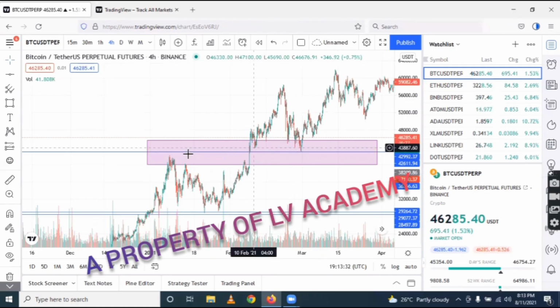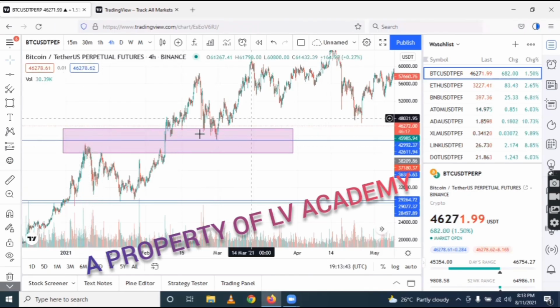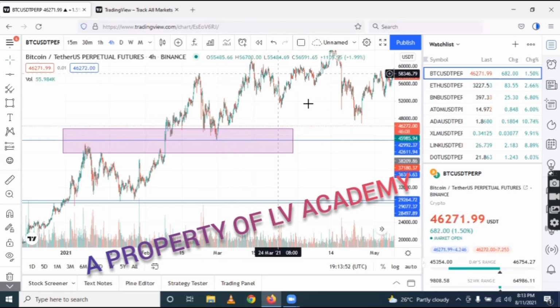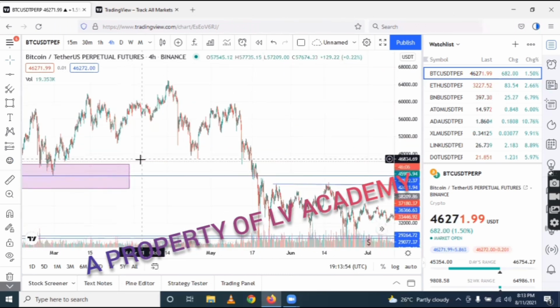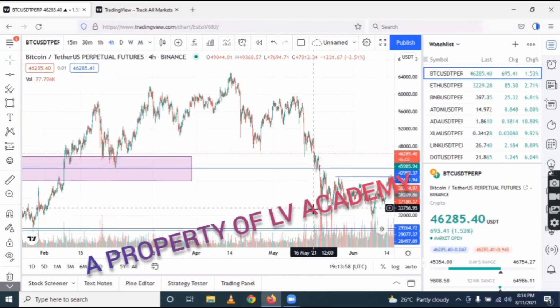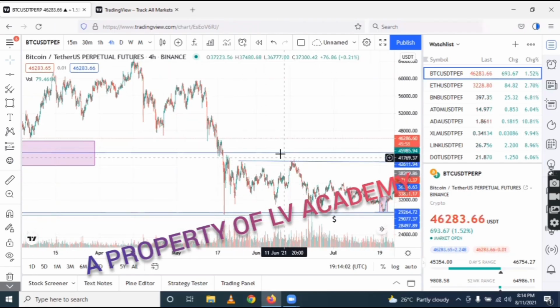As you can see, it was a resistance here, then it became a support here. So prices came back to retest this place, and it flipped back. It went back up and didn't come back here again until it broke structure and formed different resistance and support.